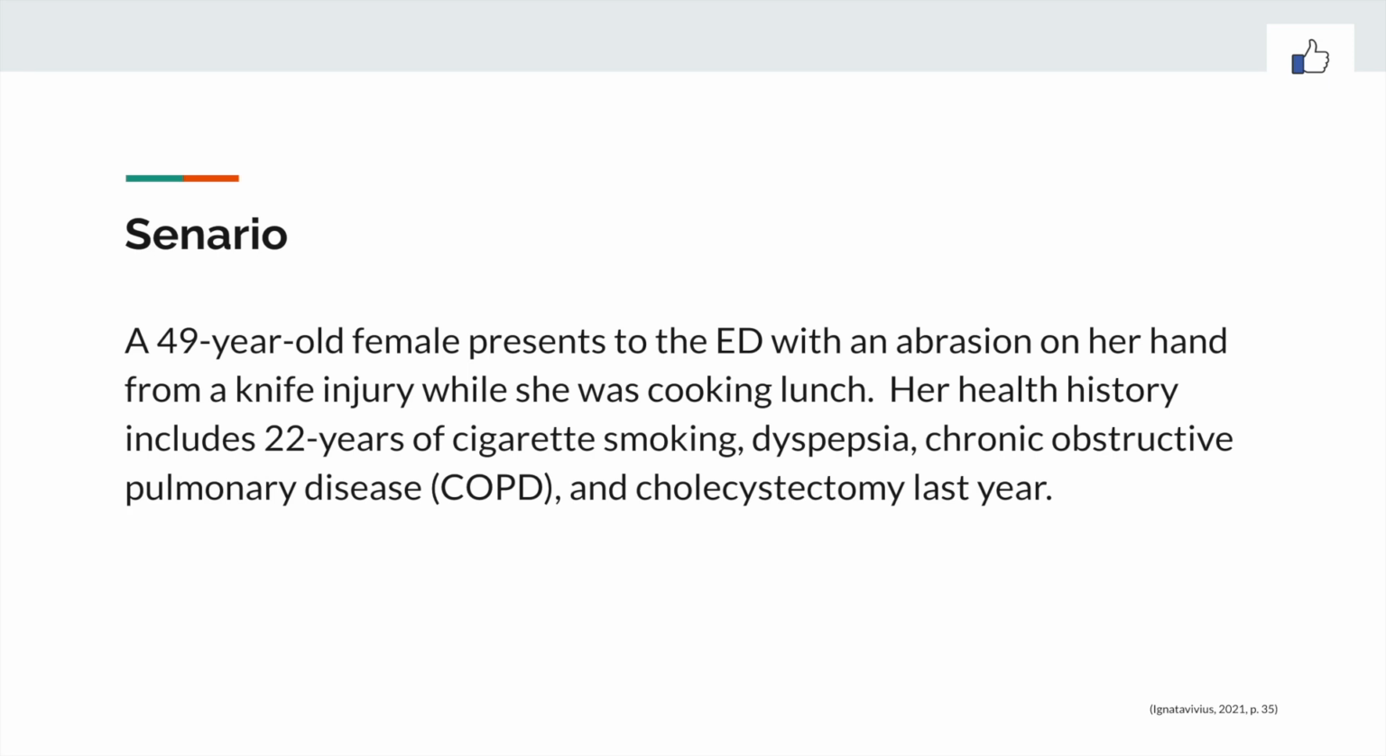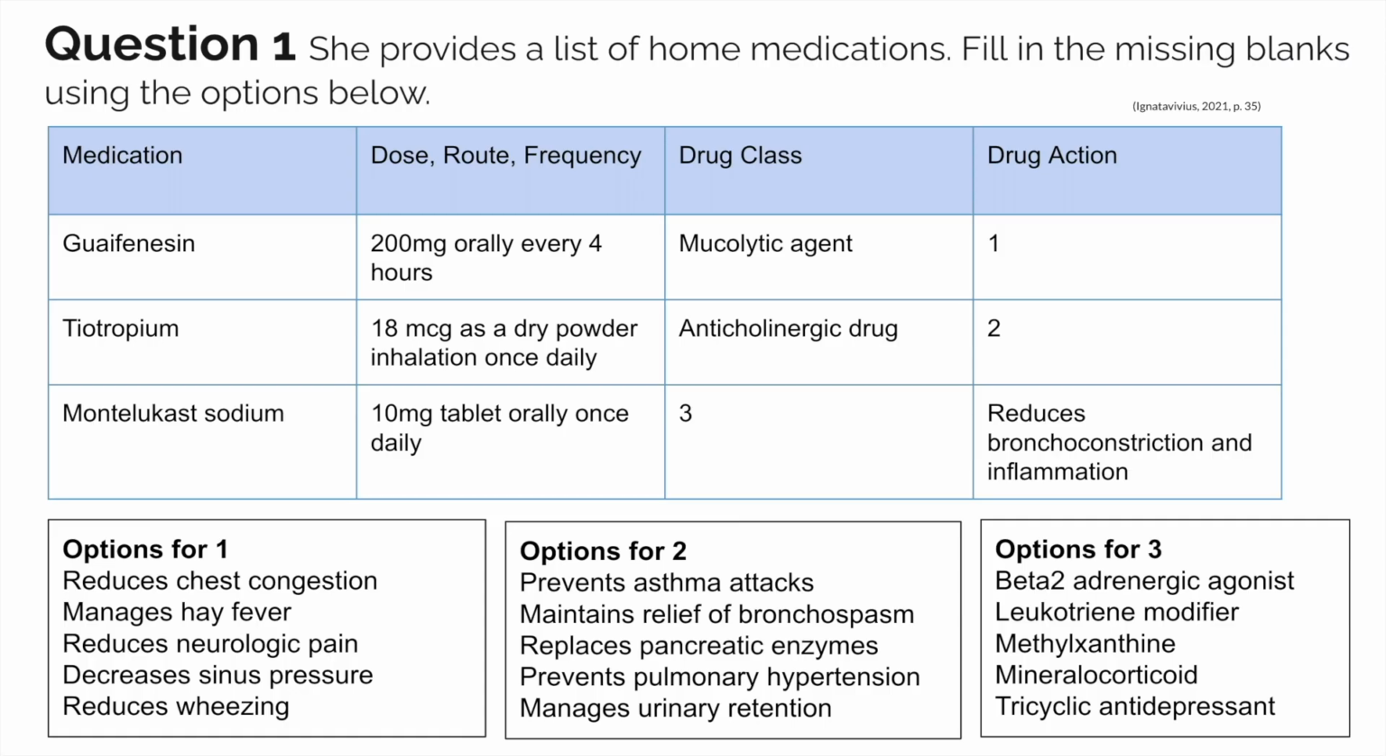Our scenario is a 49-year-old female presents to the ED with an abrasion on her hand from a knife injury while she was cooking lunch. Her health history includes a 22 years history of cigarette smoking, dyspepsia, chronic obstructive pulmonary disease, and a cholecystectomy last year. So question 1. She provides a list of home medications. Fill in the missing blanks using the options below.